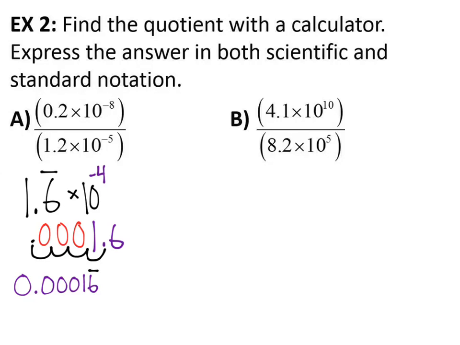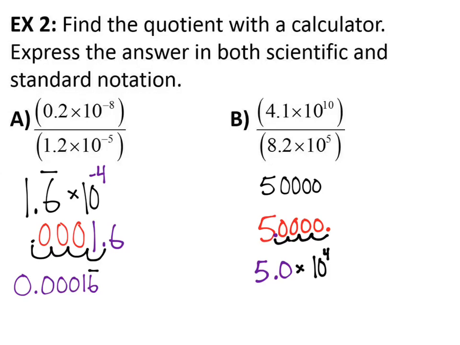My next one, typing in that same type of thing, the keystrokes in there, make it look exactly like you see it here on your calculator. And once we do that, we should get an answer of 50,000. Once we have 50,000, we just move our decimal place over, was it 4 places, and we get 5.0 times 10 to the 4th.